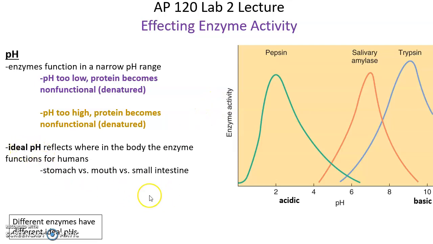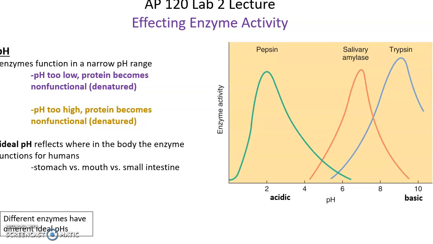The ideal pH, of course, reflects the environment that the enzyme is in when it normally functions in the human body, which means that the stomach's environment is different from the mouth, is different from the small intestine, so the ideal pH for enzymes in these three locations will be different. So for instance, in our lovely chart here, we see that we have the enzyme pepsin. Pepsin's found in the stomach. Pepsin likes a nice acidic environment of around pH 2.